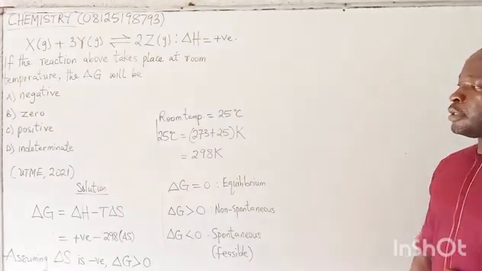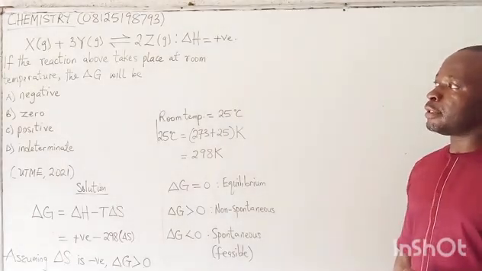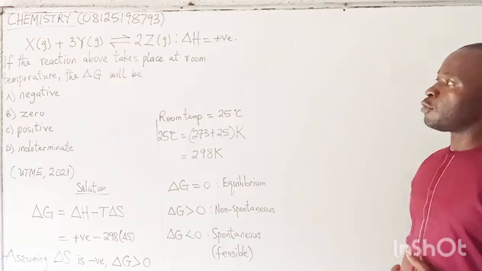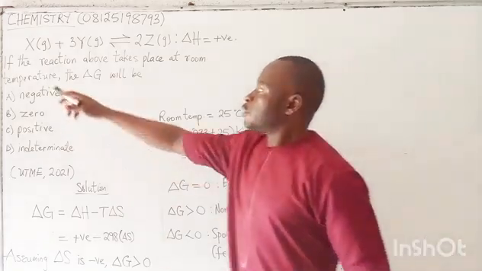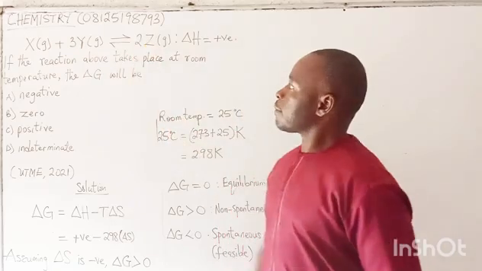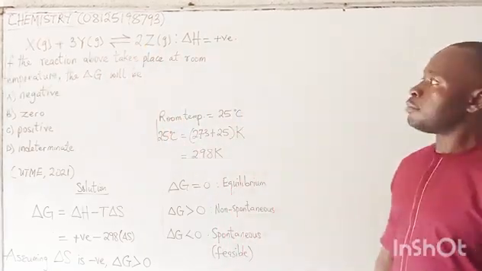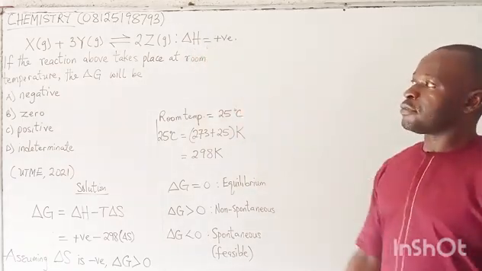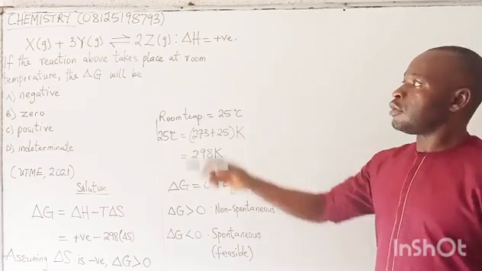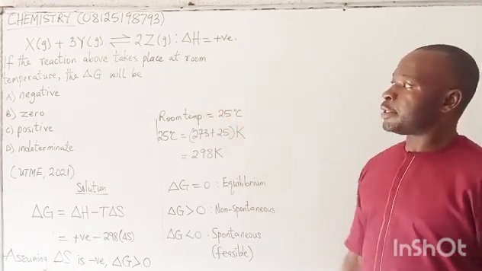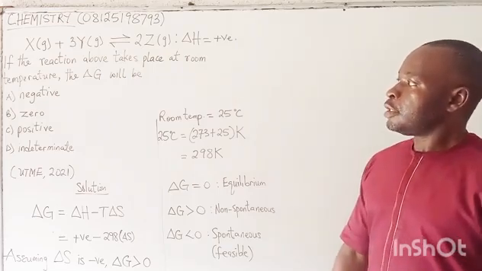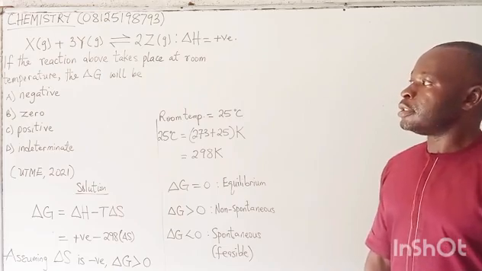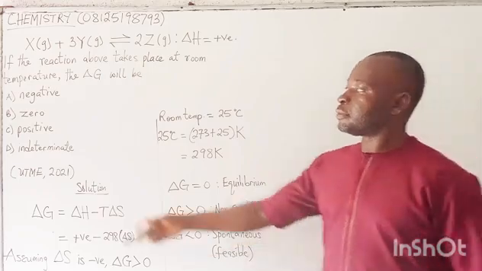There's a problem on the board. It's a 2021 UTME problem. We are given two reactants, X and Y. The two reactants combine to give us one product called Z. And then we have delta H equals positive. That means the forward reaction is endothermic. And we are told if the reaction above takes place at room temperature, the delta G will be, some options are given.